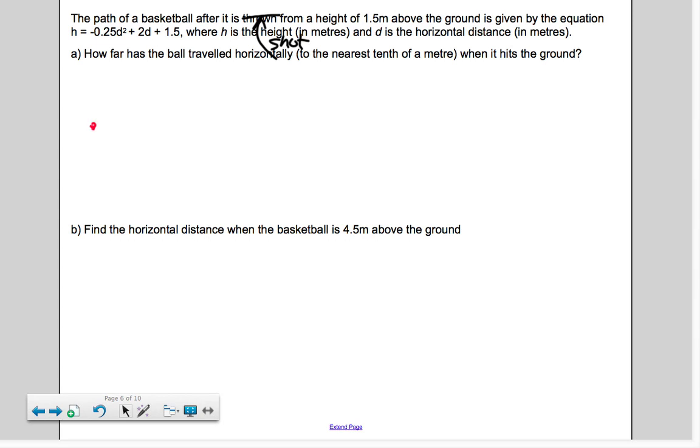So here's my basketball. It's a nice looking shot. It looks like that, and then it hits the ground. So we have to draw the ground. So it hits the ground here. Please tell me that this kind of makes sense. Just a simple picture.